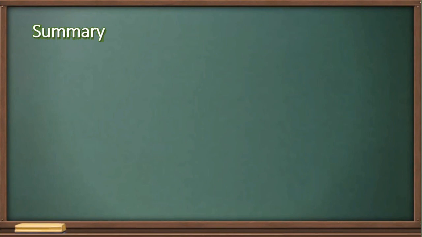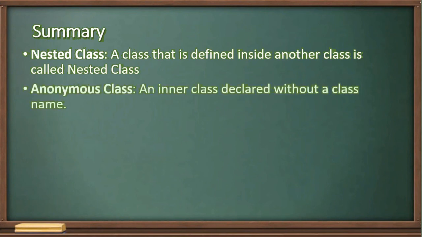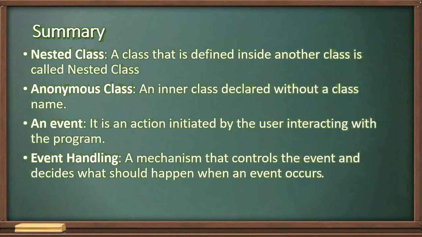Now let us summarize the topic that we have covered today. We started with a nested class. It is a class that is defined inside another class. Then we have studied about anonymous class. It is an inner class declared without a class name. We have also seen the concept of an event. It is an action initiated by the user interacting with the program. Finally, we have seen event handling. It is a mechanism that controls the event and decides what should happen when an event occurs.